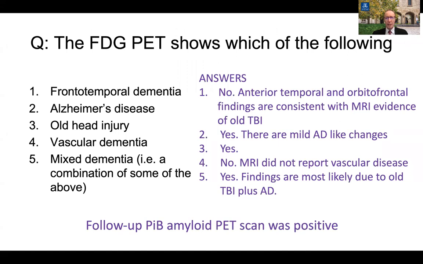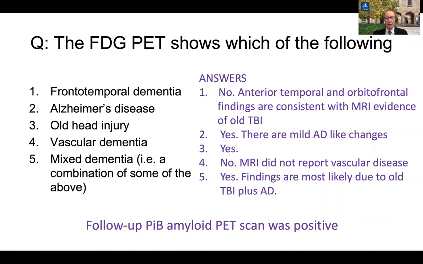Does the FDG show old head injury? Well, yes, the anterior temporal lobe changes and some of that frontal lobe, particularly the orbitofrontal areas, are likely related to the TBI. Is there evidence of vascular dementia? Well, you need MRI for vascular dementia. I don't recommend FDG PET as an investigation for vascular dementia. MRI is a better way to assess the degree of vascular damage in the brain. And so the answer is no, the MRI did not report any vascular disease.